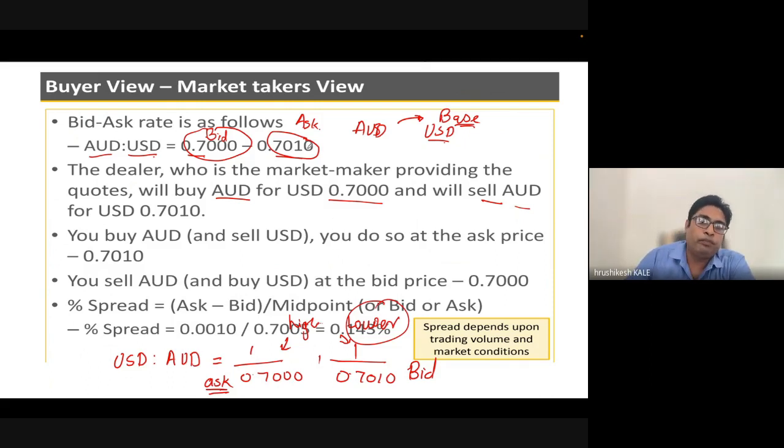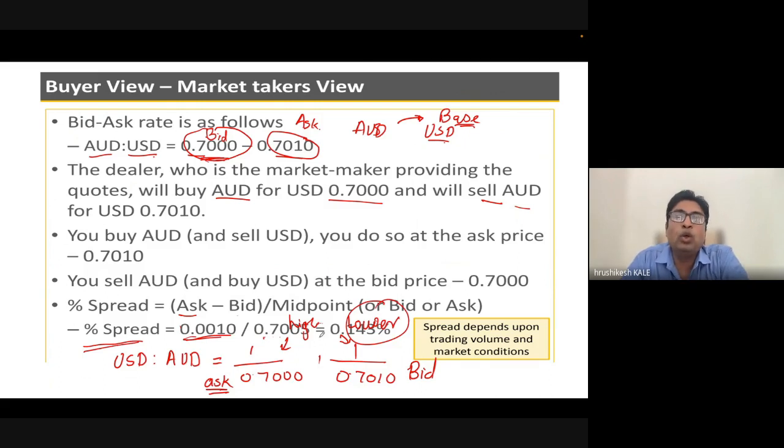But always remember, whatever is of lower price will always be bid. Whatever is of higher price will always be the ask rate. And the difference between bid rate and ask rate is spread. Now, generally, spread is given in percentage terms. The formula for percentage spread is ask price minus bid price upon mid price. Here in this example, 0.7010 minus 0.7000, that is 0.0010, divided by the midpoint. The average of the bid and ask is 0.7005. So percentage spread came out to be 0.143%. That's how you calculate percentage spread.